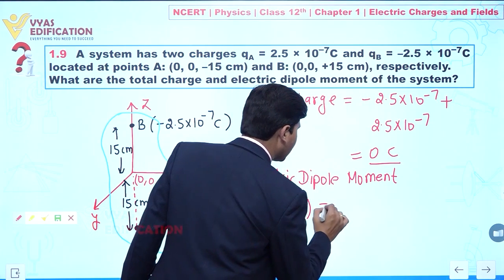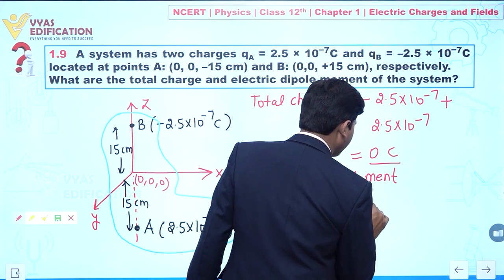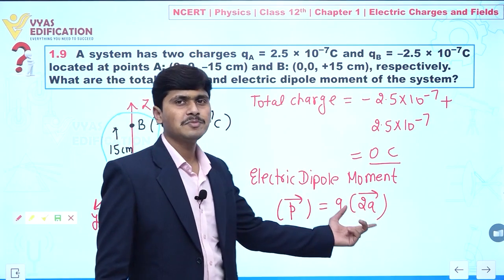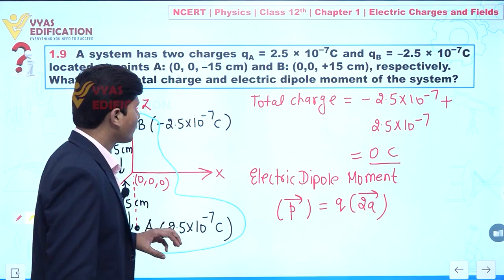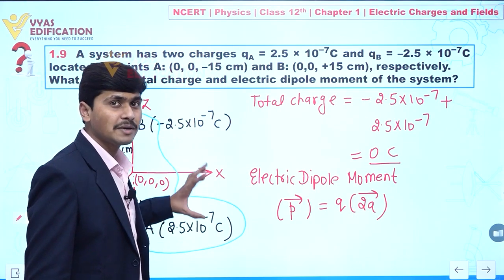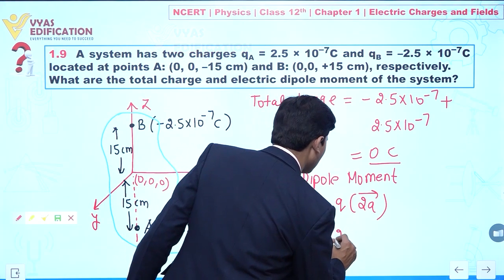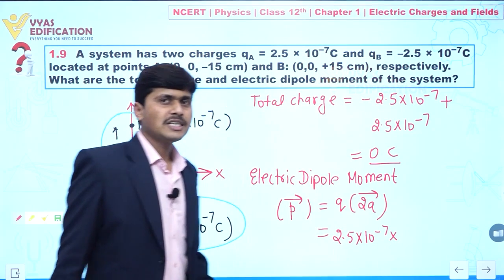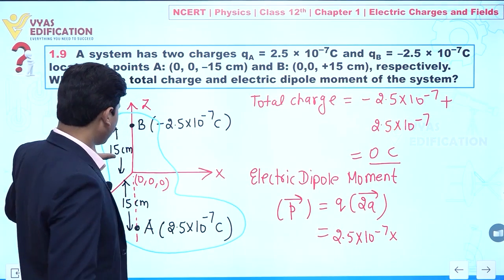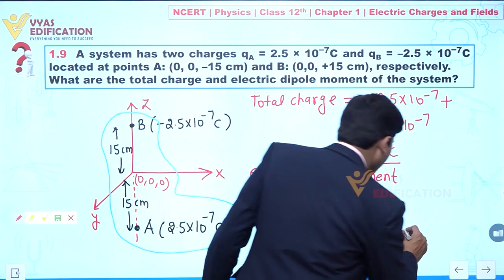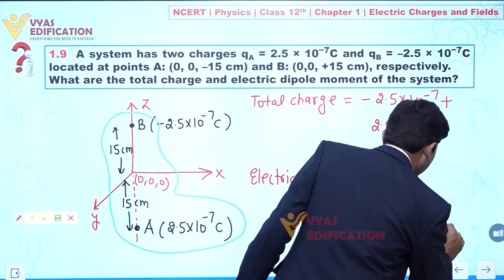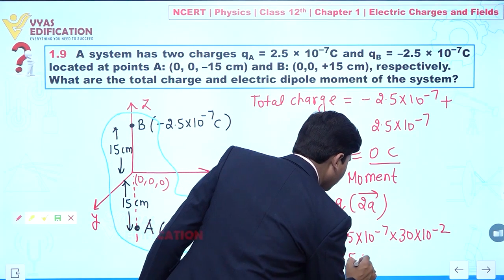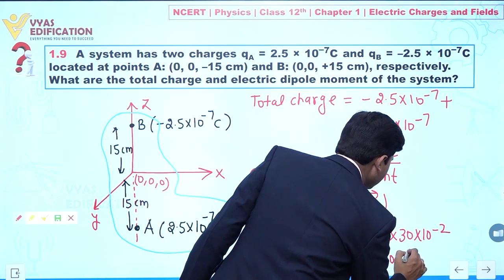This is a vector quantity, and we can write it as the charge times 2A vector. 2A vector is the distance between the two charges. Both charges have the same magnitude, 2.5 into 10 to the power minus 7. What is the distance between these two charges? 15 plus 15, 30 centimeter. So we write 30 into 10 to the power minus 2. From here we can write 25 into 3 into 10 to the power minus 9.